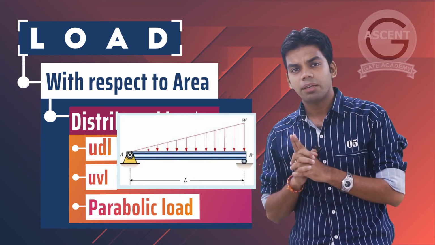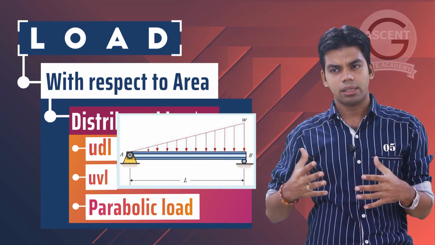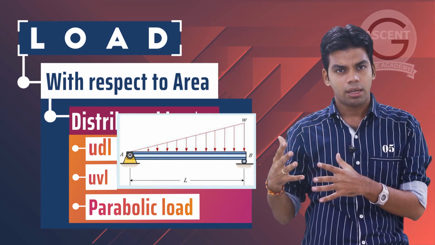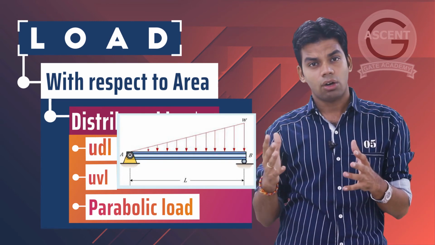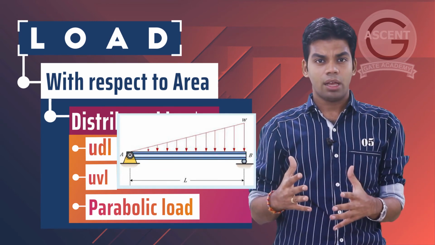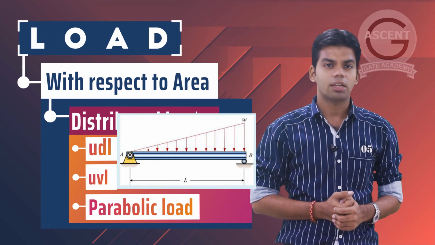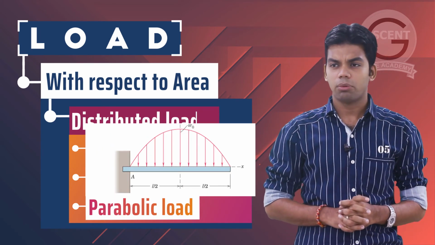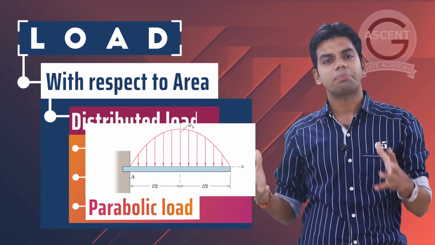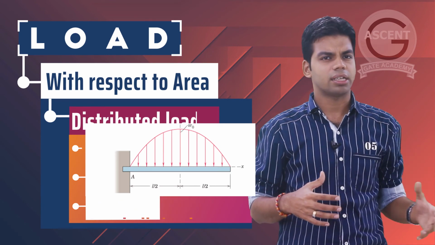Next, coming to uniformly varying load. Uniformly varying load, or you can call it triangular loading. The load is varying but linearly, or you can say triangularly. So this particular type of loading is known as uniformly varying load. And the third type of load is known as the parabolic load. Parabolic load means the loading follows the parabola. That parabola can be either second degree parabola, third degree parabola or anything.